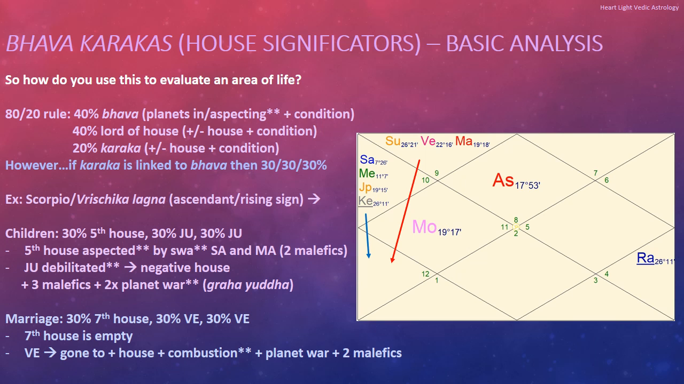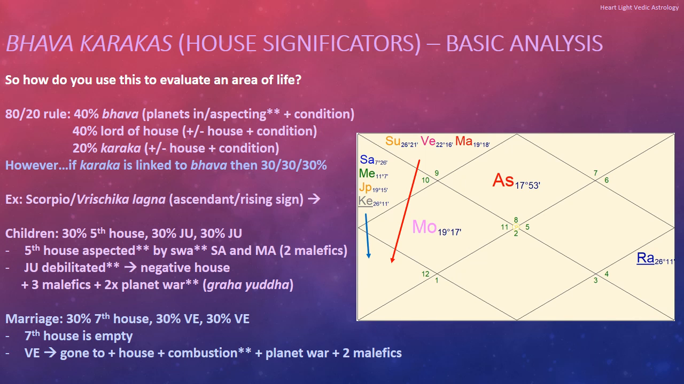So how do we evaluate? Again, you have to choose your area of life. And we've got our 80-20 rule here. Normally it's 40% Bhava, 40% Lord of the House, 20% Bhava Karaka. However, if the Karaka is linked to the Bhava, we change the percentages, so the Karaka is going to be more influential. All right, so what do we have here in this chart?